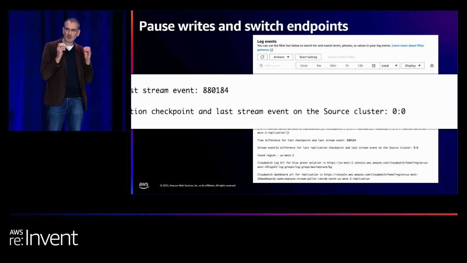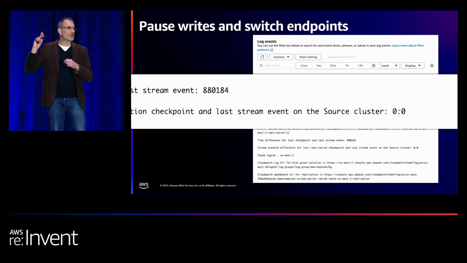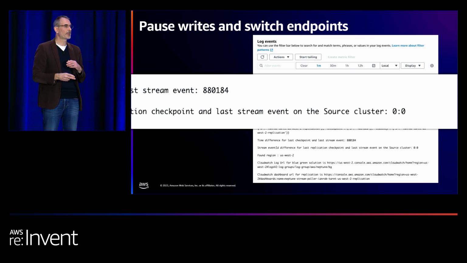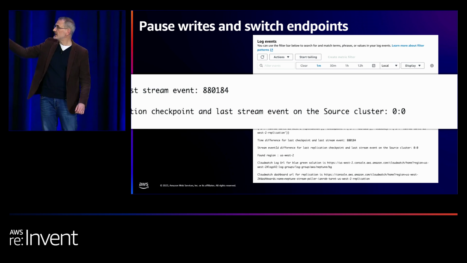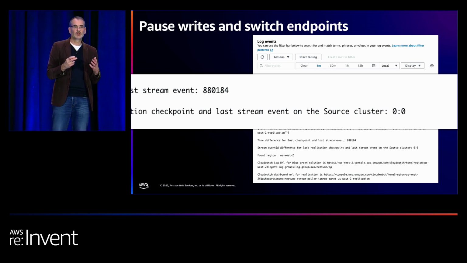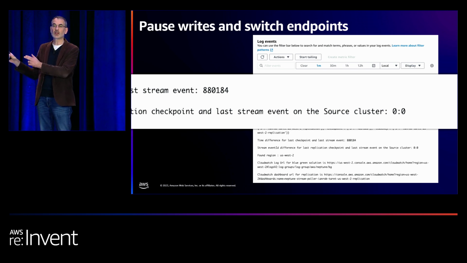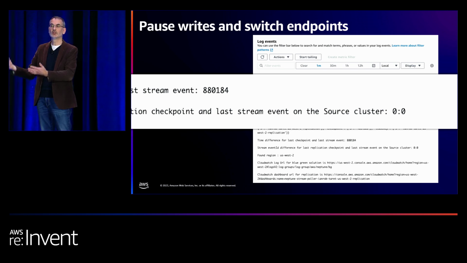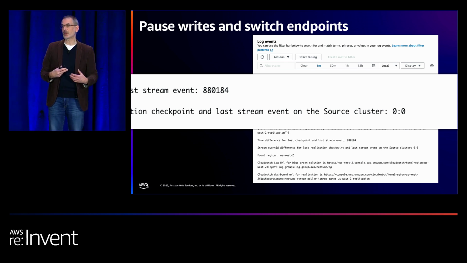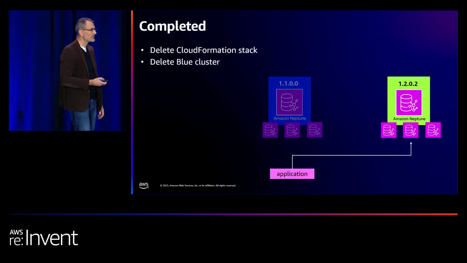But you need to be able to pause those writes so the last few transactions finally drain down, they're finally applied to that green cluster, and at that point, you're good to switch. All right? At that point, this difference will have come all the way down to 0. So now you can switch over. So you need to be able to configure your application to use the new endpoints from the green cluster. And at that point, both read and write traffic can be running against that green cluster, and you've successfully migrated.